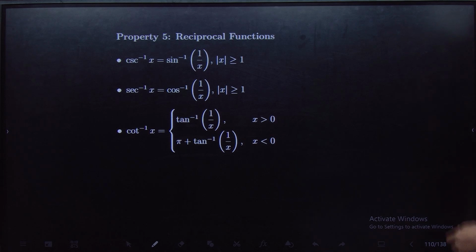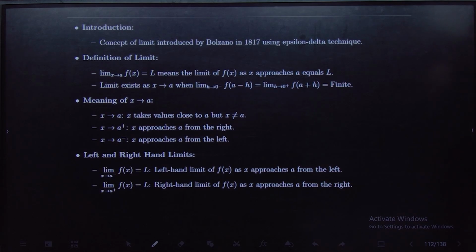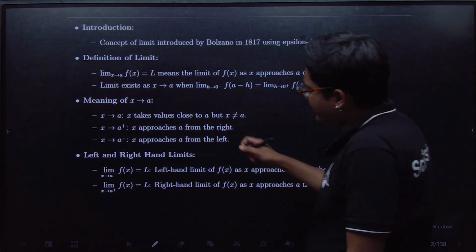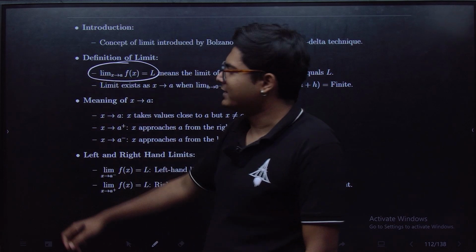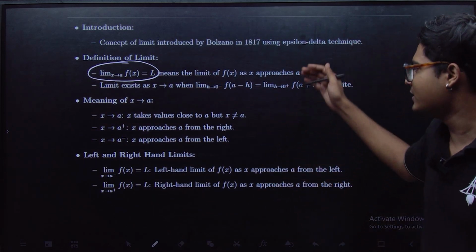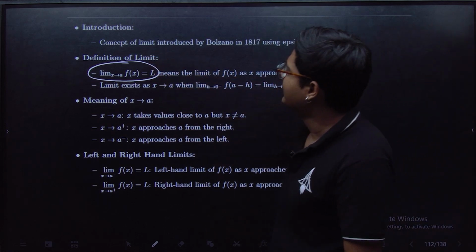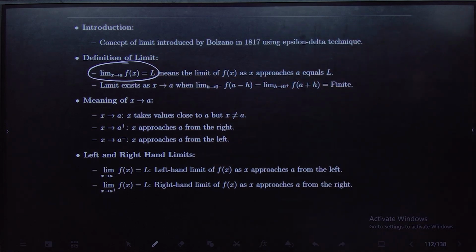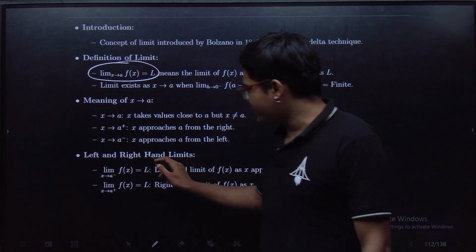Alright, so the next chapter we'll look at is limits, okay? So what is the idea of a limit? Basically, whenever we write something like limit x going to a f(x) equal to L, it basically means the closer we take the value of x to a, the closer the value of f(x) is going to go to L, right? Okay?